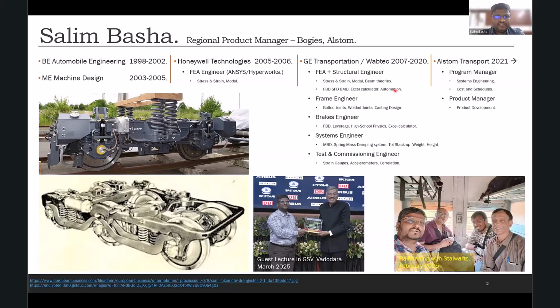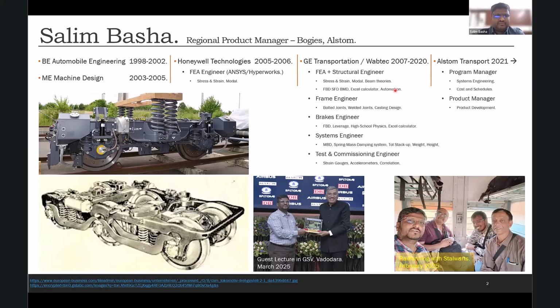And then I also became a brakes engineer, doing the brake calculations, stopping distance, decelerations, and doing some Excel calculations to do the stopping distance calculations. And once I was good in these two components, I was made a systems engineer. Systems engineer means when you put everything together as a bogie, how does it work? So that is something that I had owned in GE.